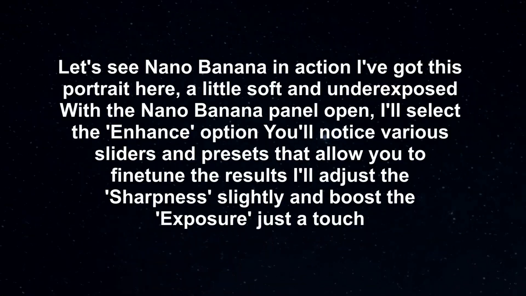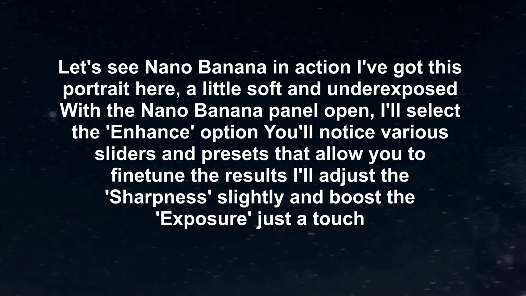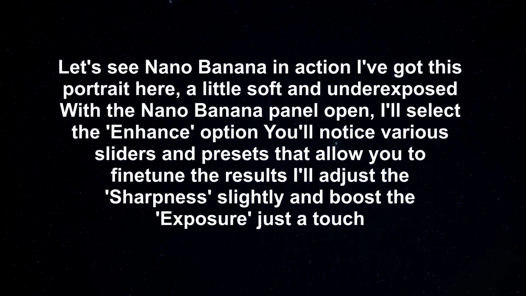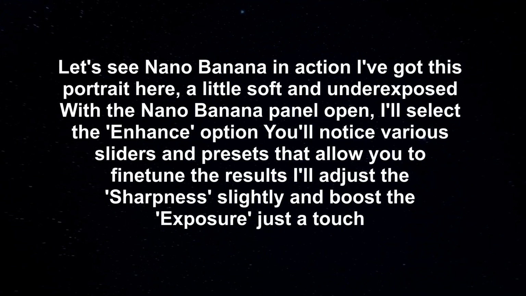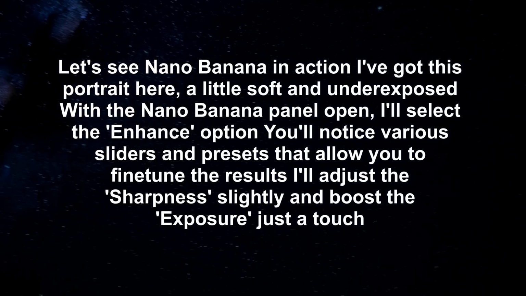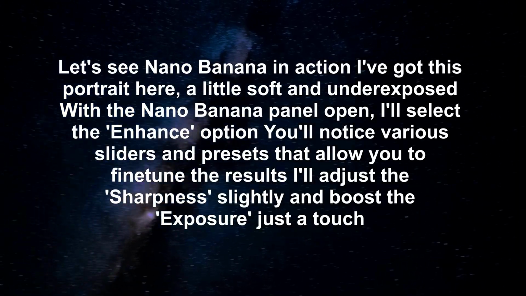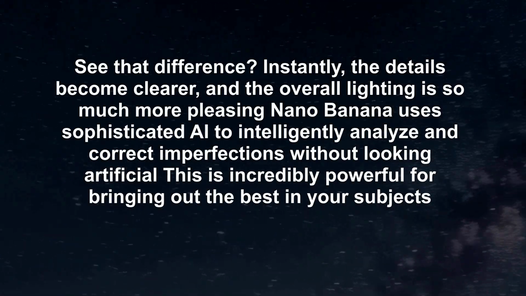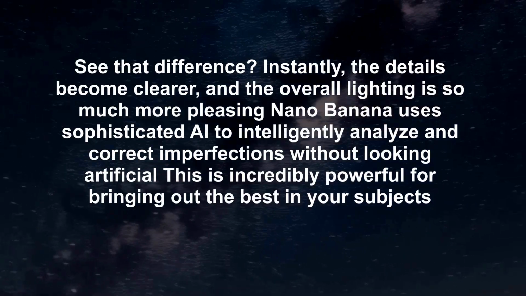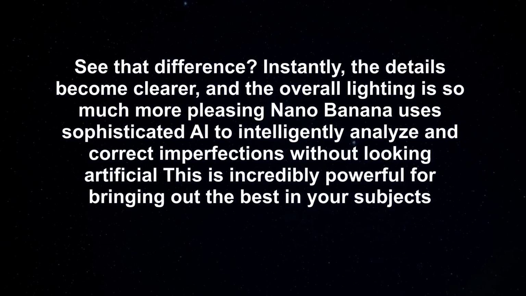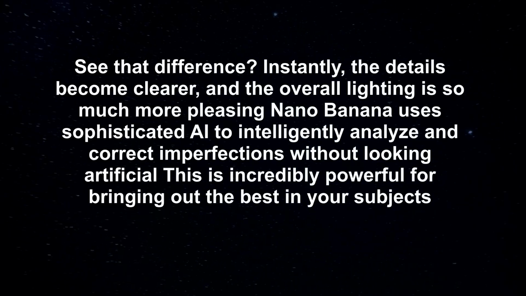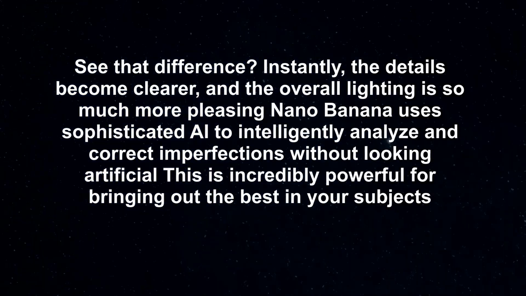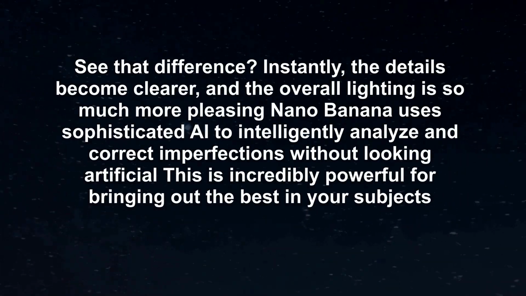I've got this portrait here, a little soft and underexposed, with the Nano Banana panel open. I'll select the Enhance option. You'll notice various sliders and presets that allow you to fine-tune the results. I'll adjust the sharpness slightly and boost the exposure just a touch. See that difference? Instantly, the details become clearer, and the overall lighting is so much more pleasing. Nano Banana uses sophisticated AI to intelligently analyze and correct imperfections without looking artificial. This is incredibly powerful for bringing out the best in your subjects.